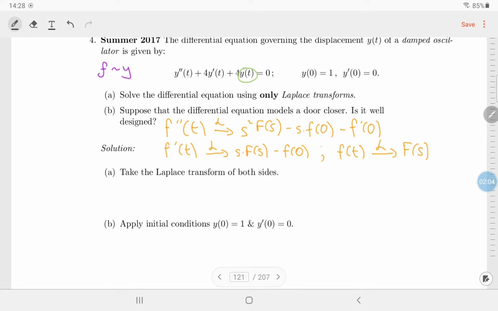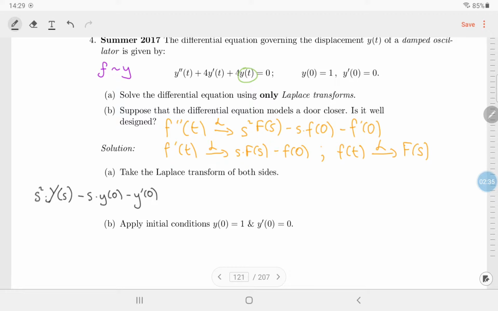So the second derivative, we're going to use this first formula here, except instead of f's, we've got y's. So it's going to be s squared times big Y of s. A lot of people see that as 1 over s. It's not, it's big Y of s. Maybe I can add a bit of funk to it there. I'll only do that once though. Minus s times, now it won't be little f of 0, it'll be little y of 0, minus y dashed of 0.